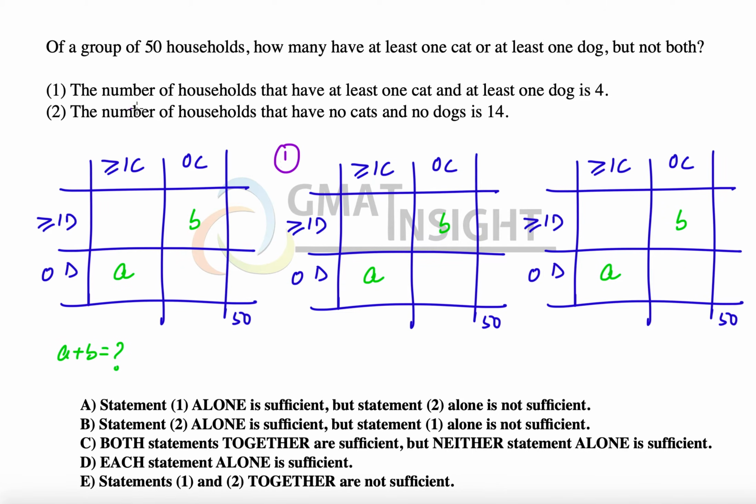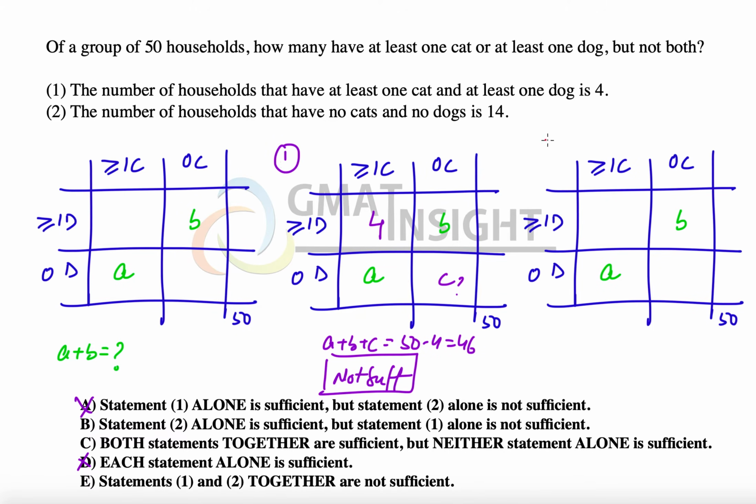The first statement says that the number of households that have at least one cat and at least one dog is 4. So the number of houses which is right here is 4. So that gives us that if I mark it C, then A plus B plus C is equal to 50 minus 4, that is equal to 46. But since we need A plus B and we do not have C, therefore we say that the first statement alone is not sufficient and we can eliminate option A and option D from here.